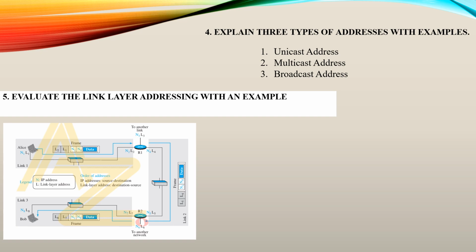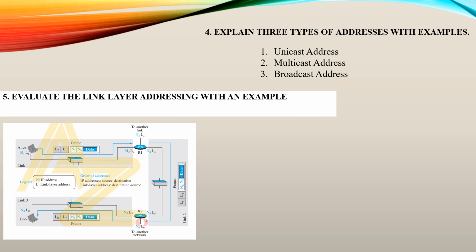Unicast is a one-to-one connection. Multicast is where you have one source and n number of connections, that is n number of destinations. And broadcast is where you have n number of sources and destinations, that is n number of nodes connected across source and destination. So this is a small definition for the unicast, multicast and broadcast address. With the example, draw a diagram and explain.